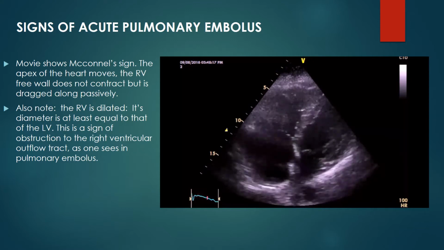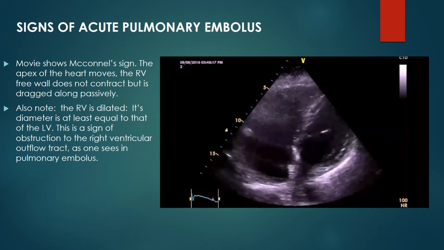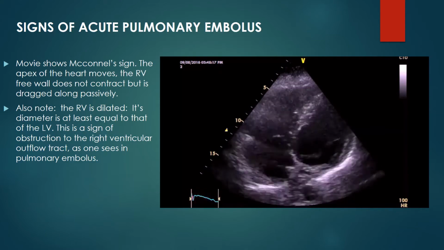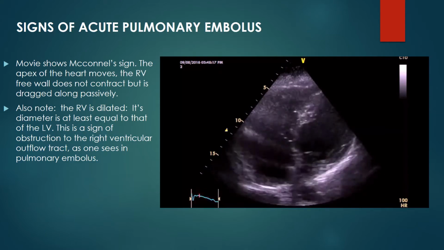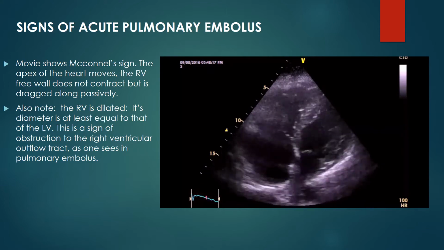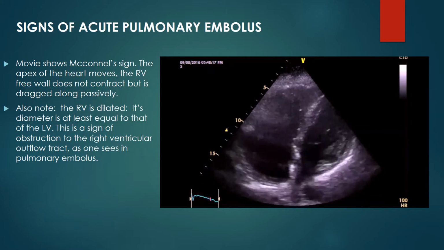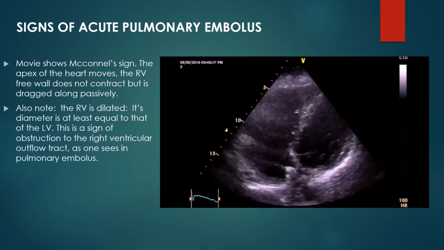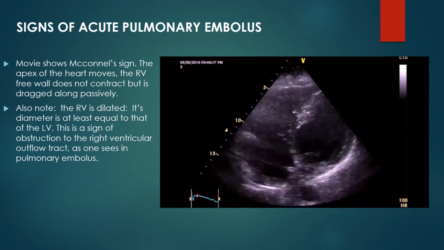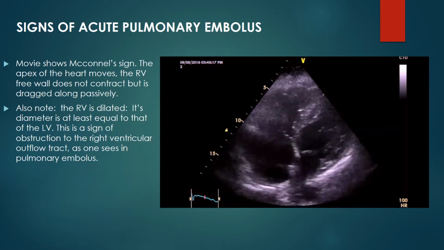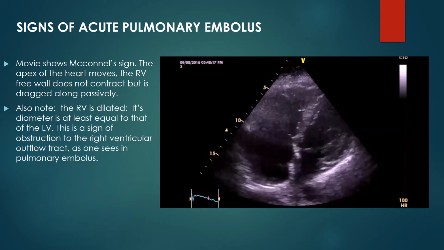Now let's go to a very different looking heart. This heart is hyperdynamic. The apex of it is contracting, but it's just dragging the right ventricular wall along with it. And you can also see the diameter between the right ventricle and the left ventricle is almost equal. In fact, the RV looks bigger. So what happened to this patient? It looks like something plugged up his right ventricular outflow tract, and that is usually a pulmonary embolus.